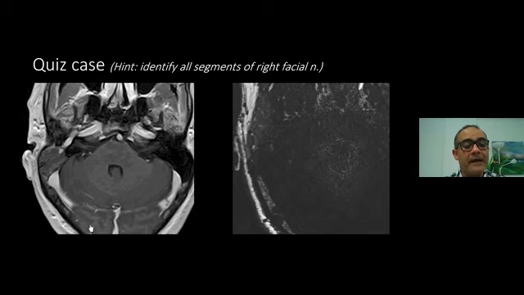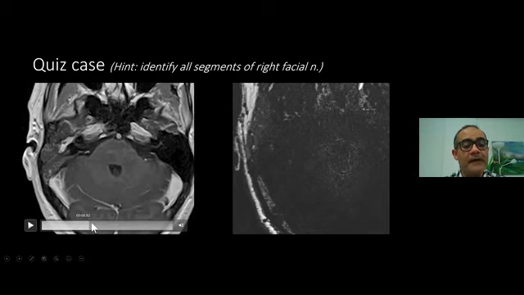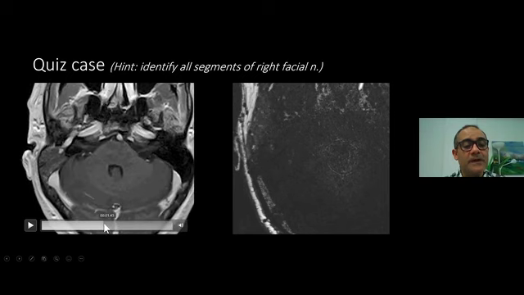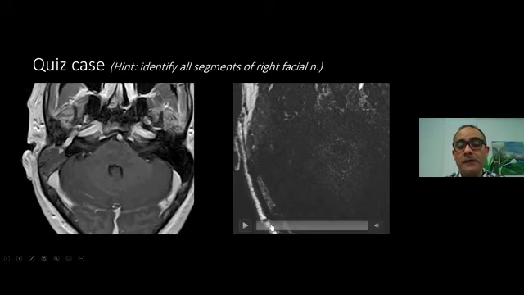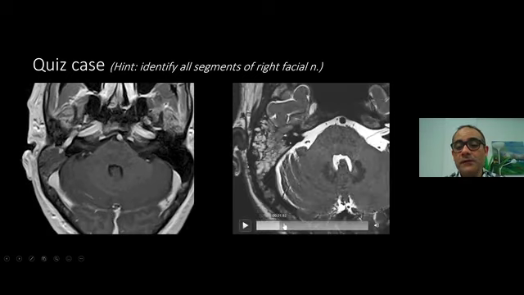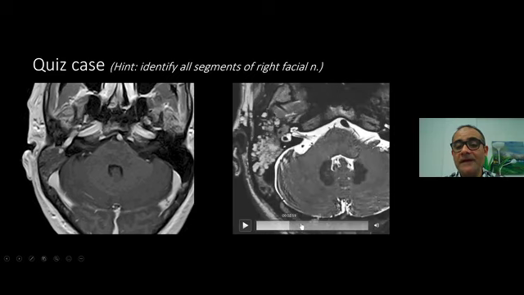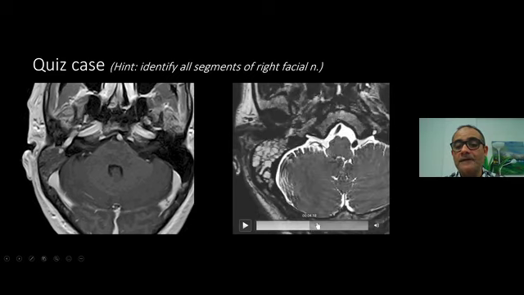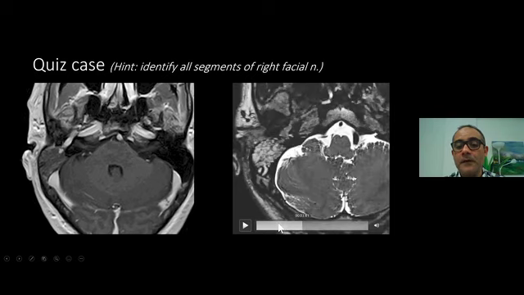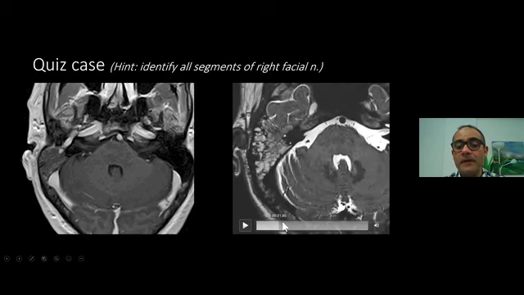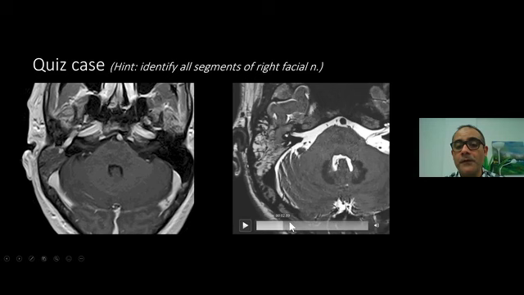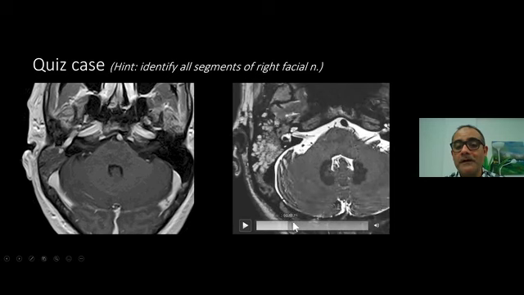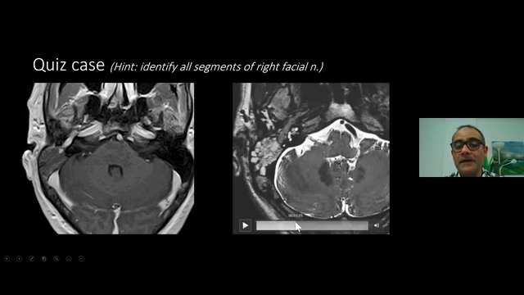Let me go back again. Let me go forth again the other way. And I will stop here. And I will show you also this T2 sequence, axial sequence of the same patient, where also you can see from above and below. So I will stop. I will go through the canal, and then I will stop here.